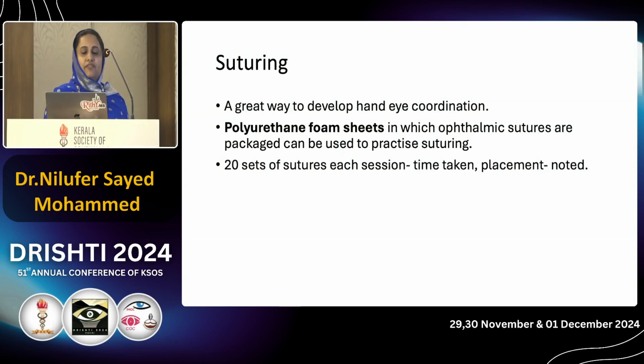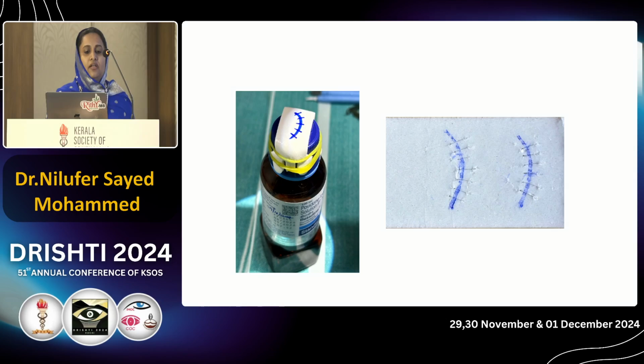Now, initially, we start off with suturing. It is a great way to develop hand-eye coordination. What we use is polyurethane foam sheets which come with the ophthalmic suture packaging, and the trainees are asked to place at least 20 sets of sutures each session, and we note the time and the placement and all. This is what we do.